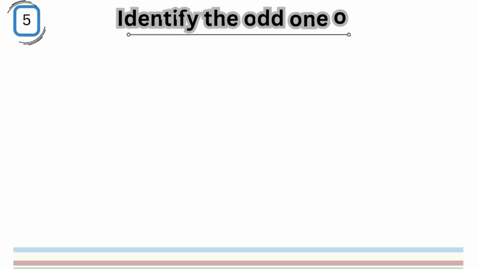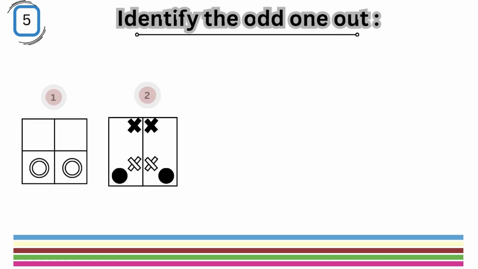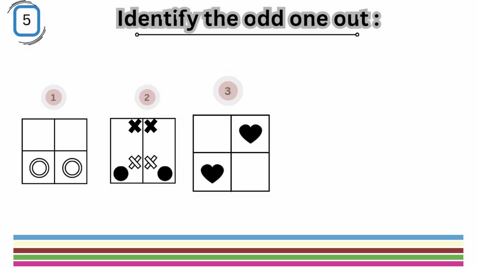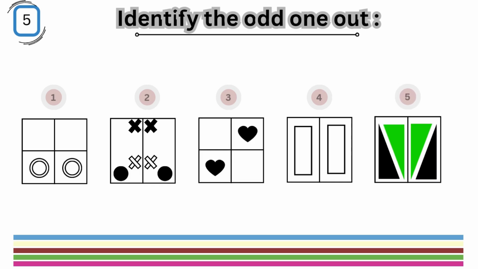Question 5. Identify the odd one out. Option 1, Option 2, Option 3, Option 4, or Option 5. One option does not belong in the sequence. Your time starts now.